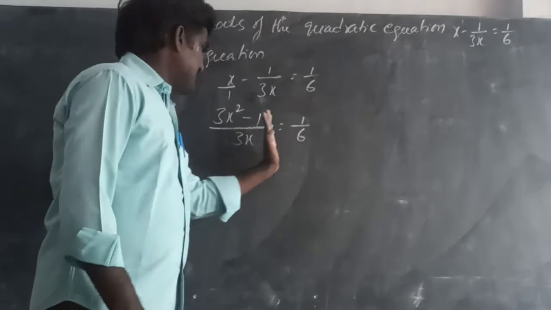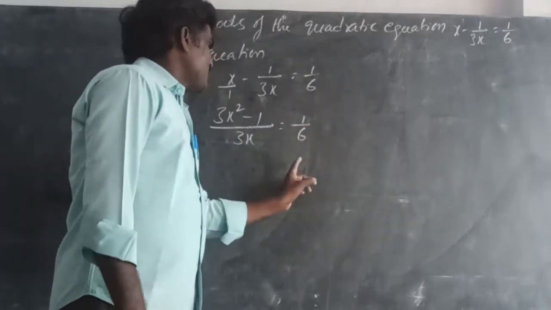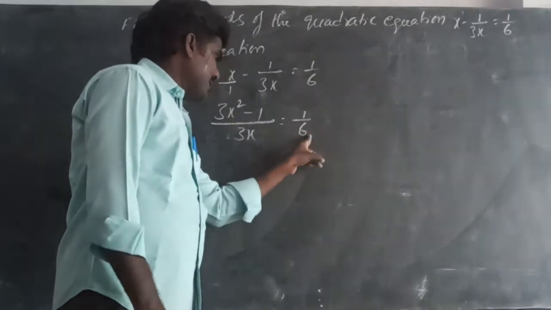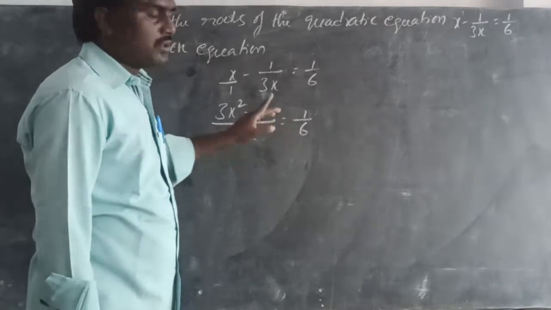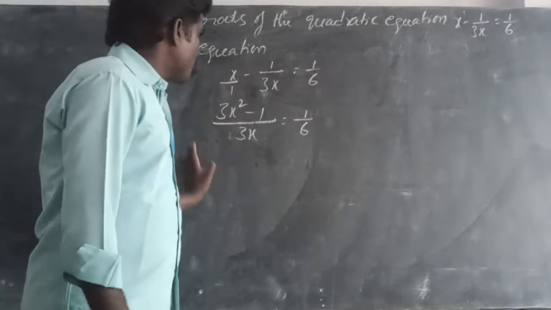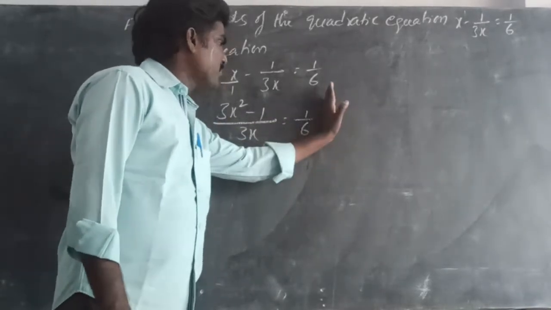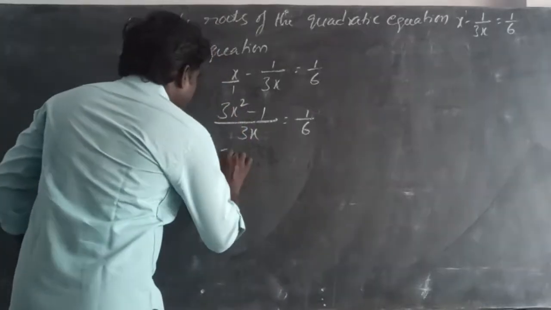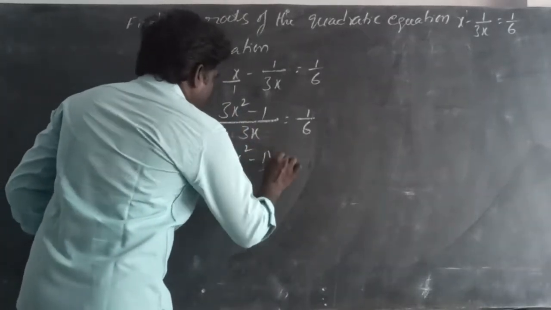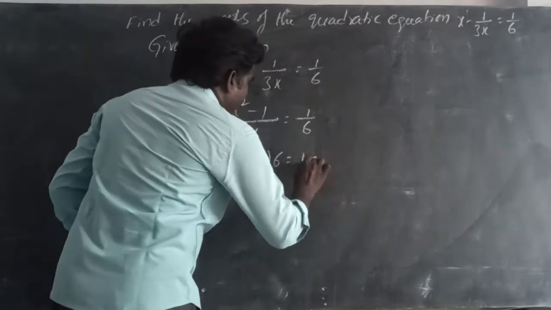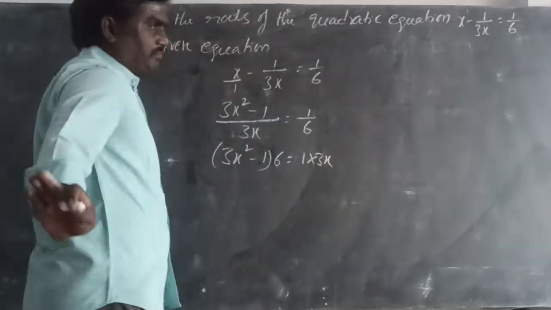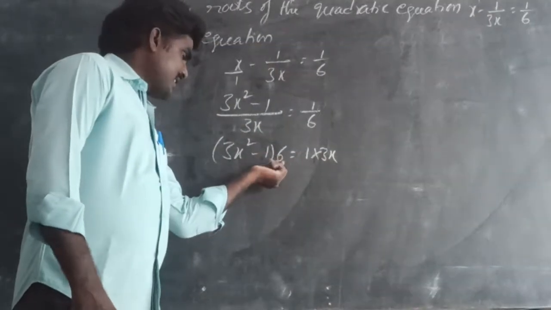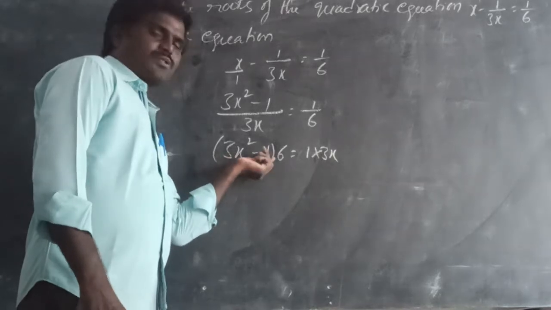Now LHS is equal to RHS. In the RHS the denominator is 6; it goes to the left side and multiplies. The 3x here is a divisor; it goes to the right side and multiplies. Okay, so 3x square minus 1, into 6. Okay, 1 into 3x. Here 6 multiplies with 3x square minus 1.